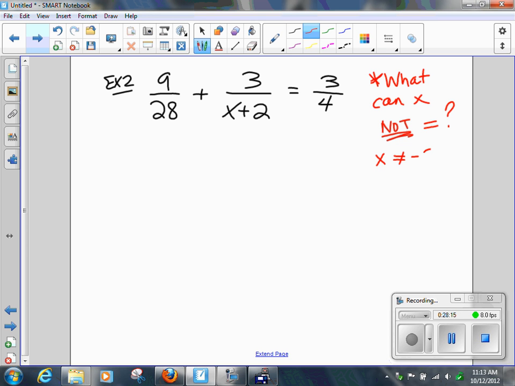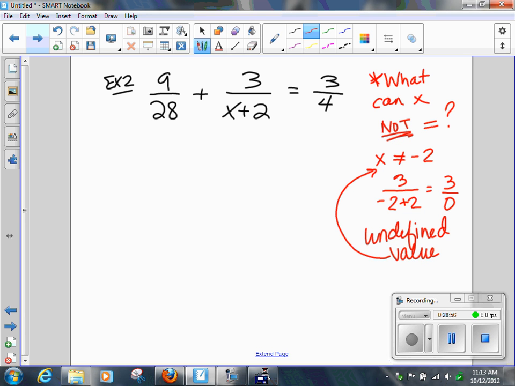X cannot equal -2. If we had x equal to -2, folks, then that's going to put 3 over -2 plus 2, which is 3 over 0. And what is any number divided by 0? If 0 is under the fraction bar, then the number is undefined. So that would give us an undefined value. So x cannot equal -2. That's important to us. We'll have to put that in our final answer, okay?